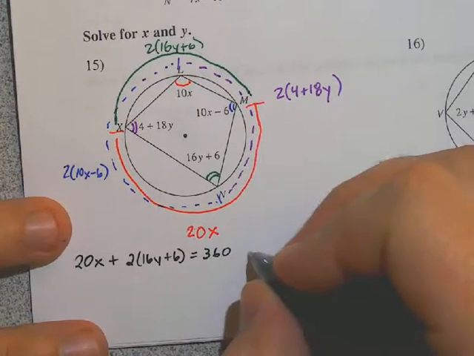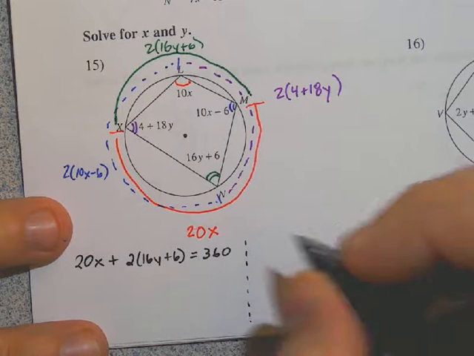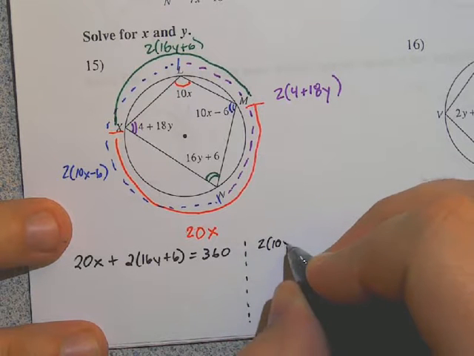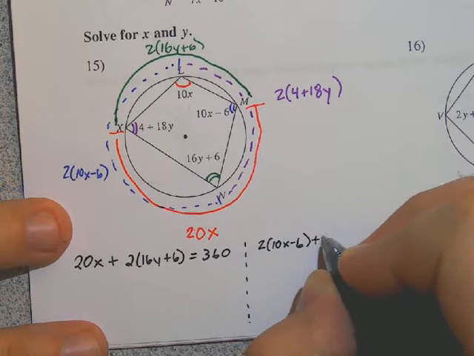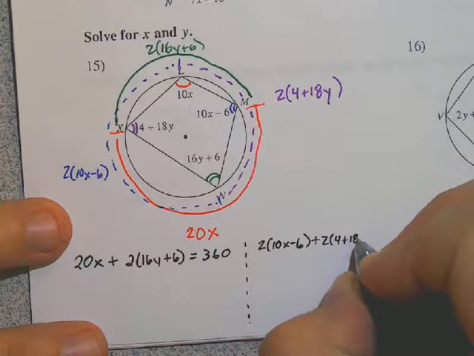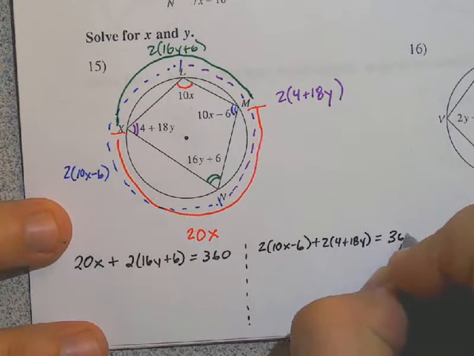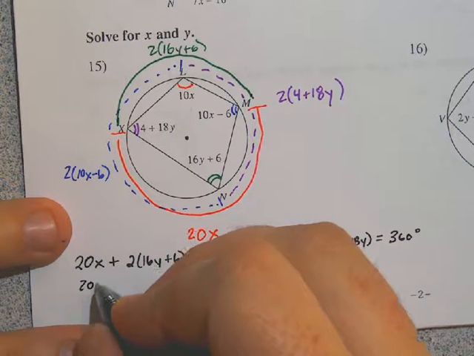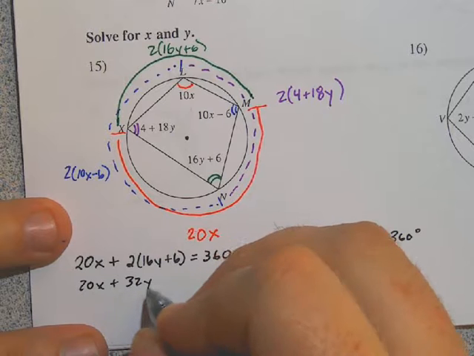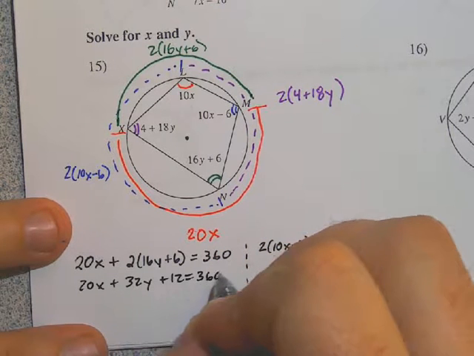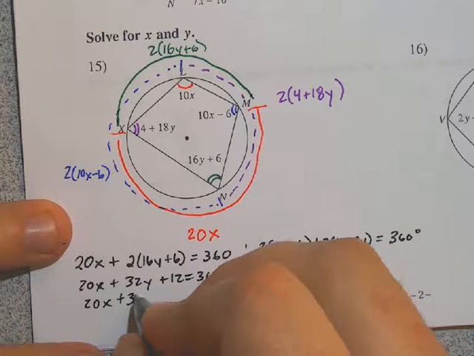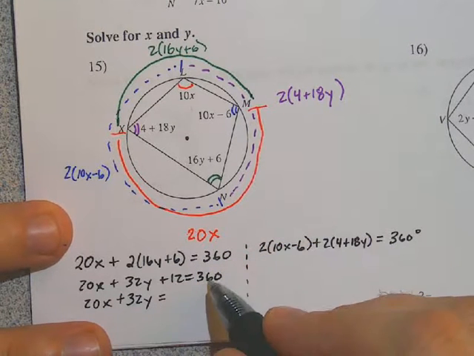20x plus 2 times 16y plus 6 equals 360. The other equation I'm going to have is the purple and blue add to be 360. So I'm going to get 2 times 10x minus 6 plus 2 times 4 plus 18y equals 360. Okay, so this is going to be fun. Let's go ahead and distribute here.